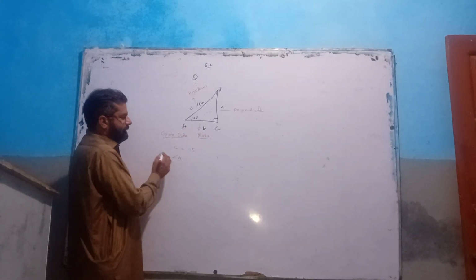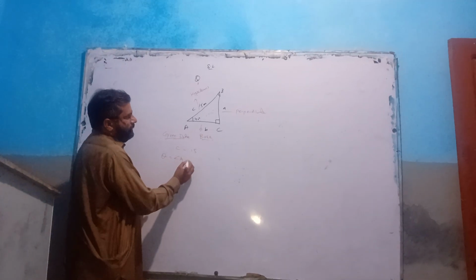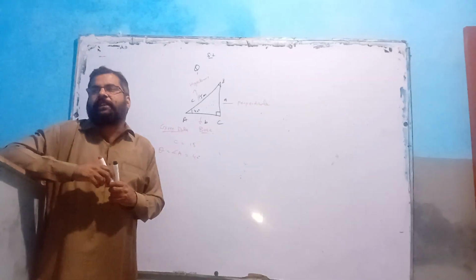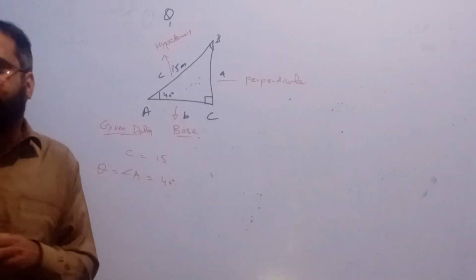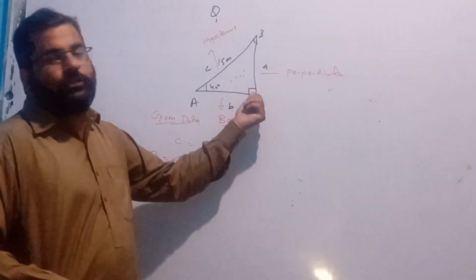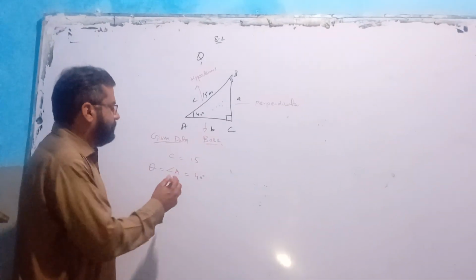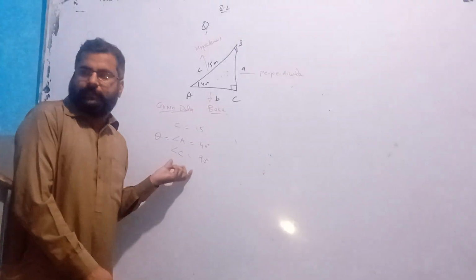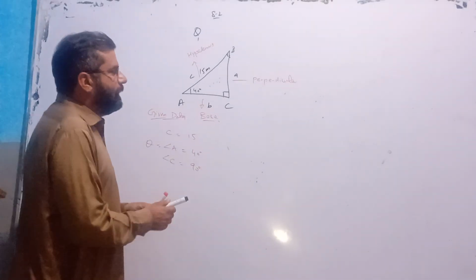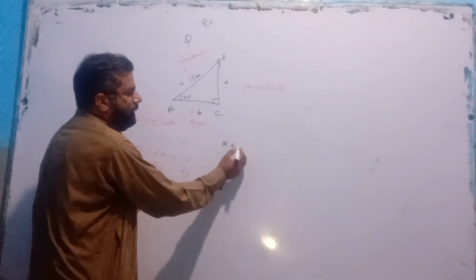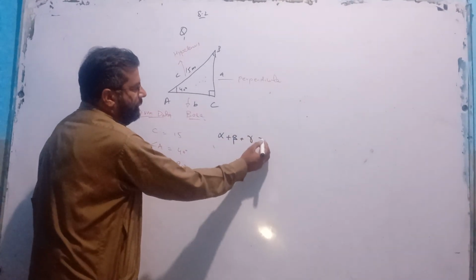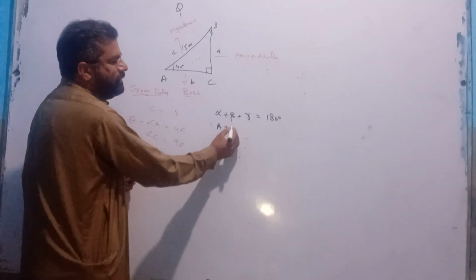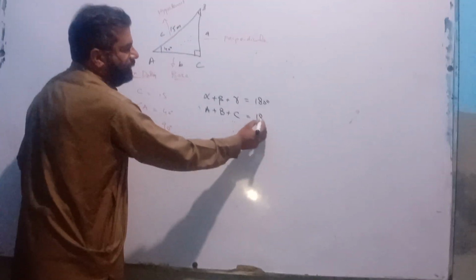Here we can say this is our theta. Theta is 40 degree. As you know, a triangle having a 90 degree angle is called a right triangle. Here you can see this sign shows the 90 degree angle. So it means angle C is 90 degree. So first of all, if you have two angles, then you have to find the third angle using this formula. In any triangle, alpha plus beta plus gamma is equal to 180 degree. Here you can say alpha is A, beta is B and gamma is C.